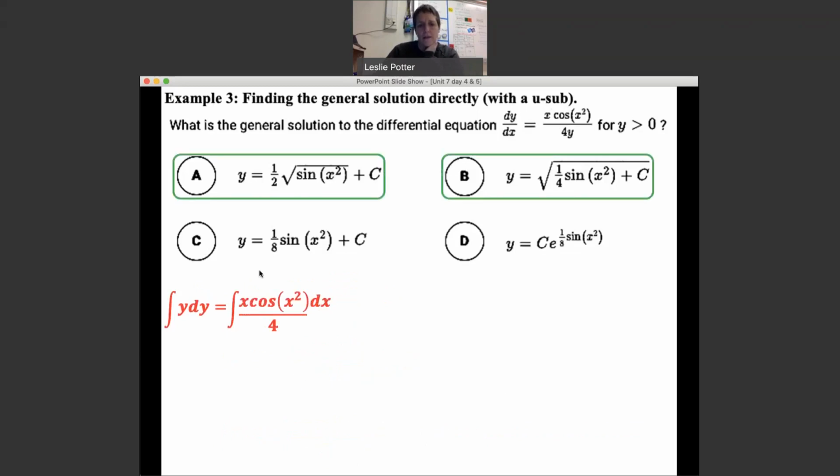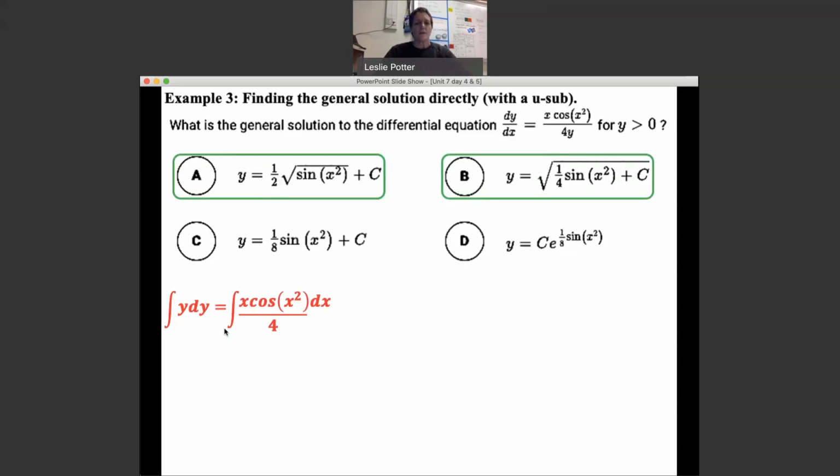So looking at this, if we can do a little prediction here, I see that I'm taking the antiderivative of y dy. We know we're going to get y squared over 2 when we do the antiderivative. And if I have to solve for y, that means I have to end up square rooting something eventually. So we can already narrow it down to either A or B.